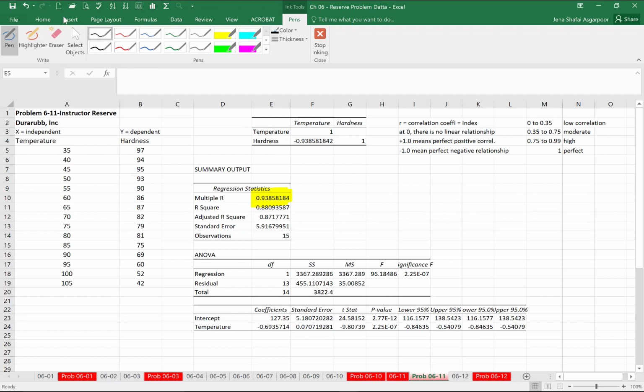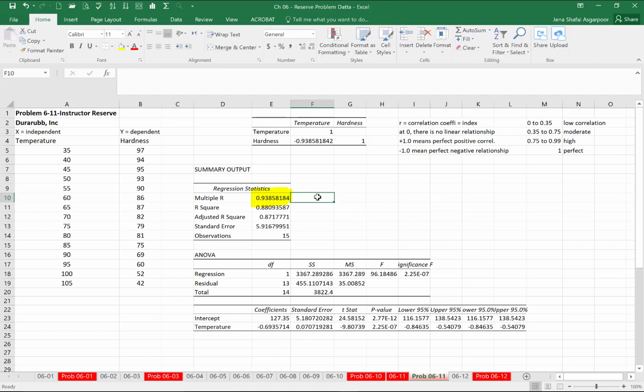But notice that this is the correlation coefficient. I cannot type. Can you tell? Correlation coefficient. Notice here, this is very important, that the true sign is negative. The two variables are negatively correlated, but regression output does not put the sign.